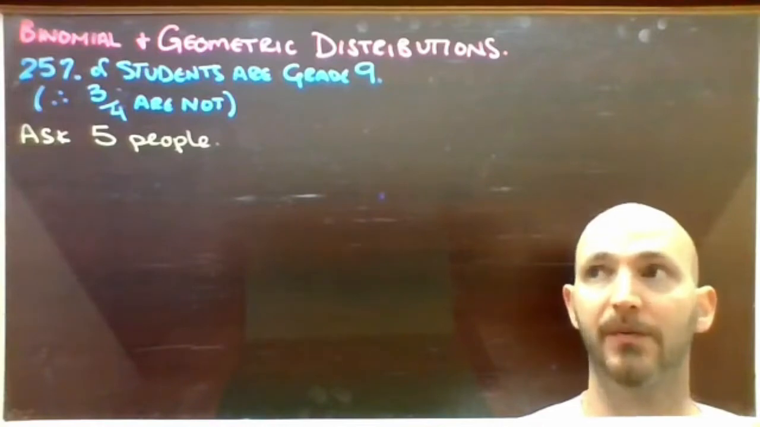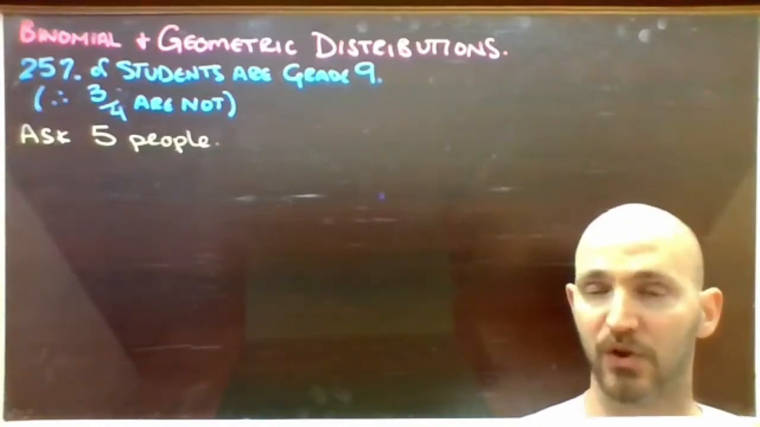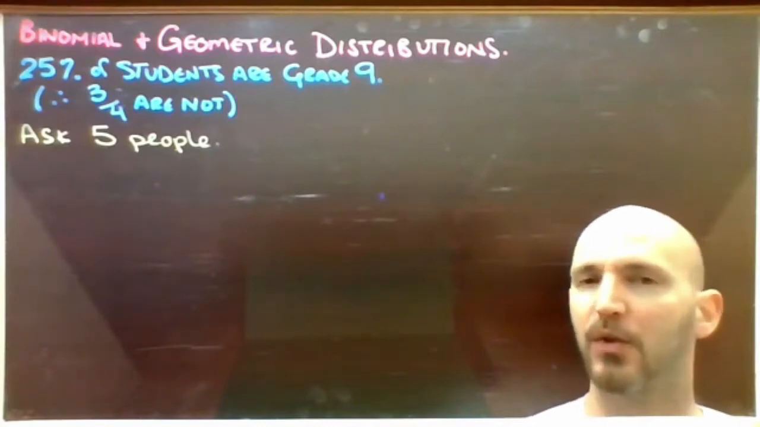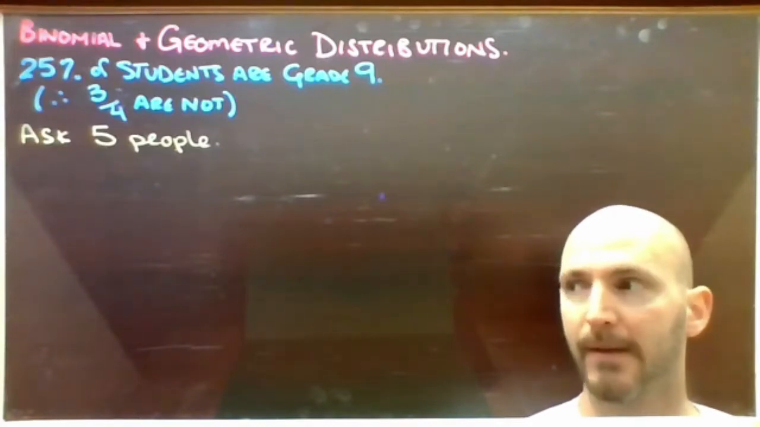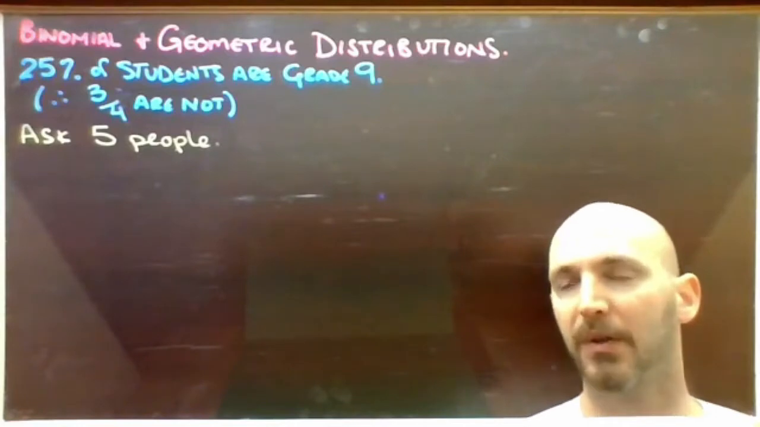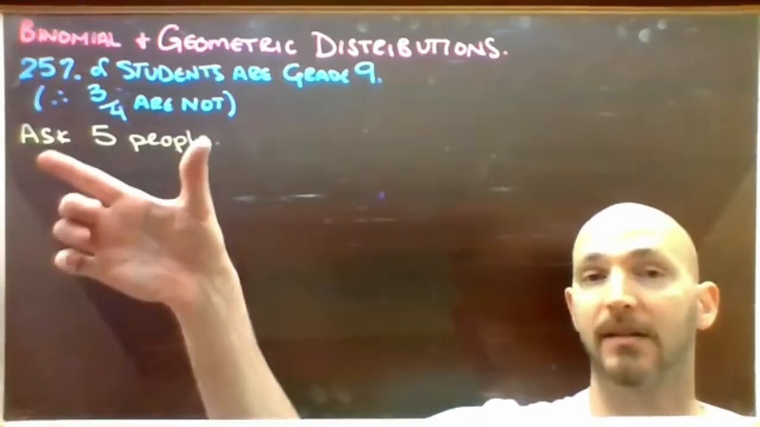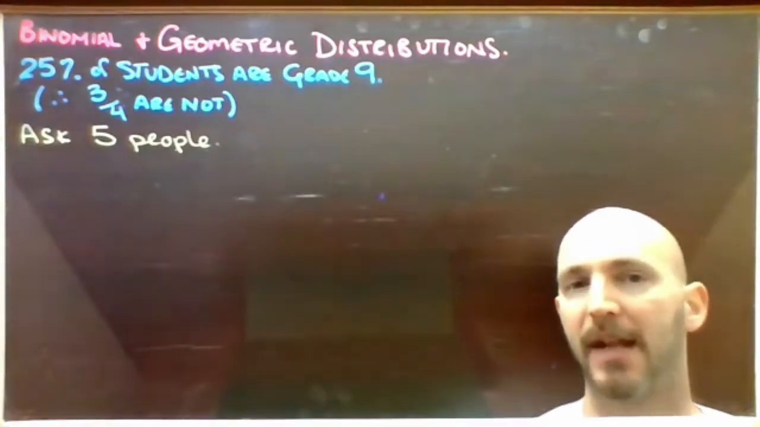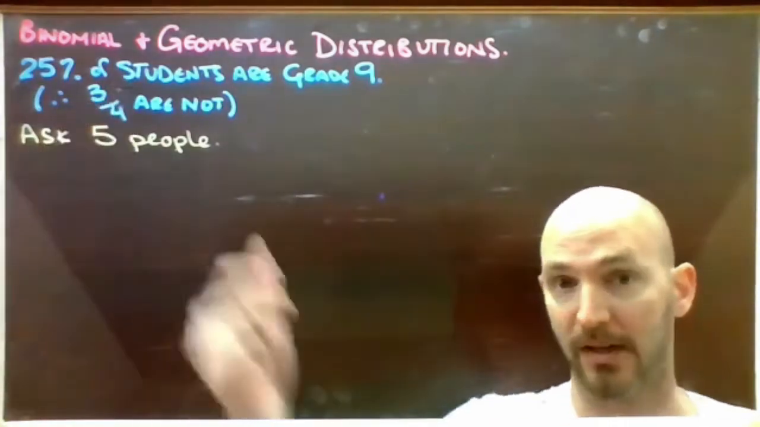Alright, the difference between the geometric distribution and the binomial distribution is, with geometric, you keep hunting until you find one. A binomial is, I'm going to set how many people I'm going to ask, and then I'm going to count how many of them actually meet this criteria.